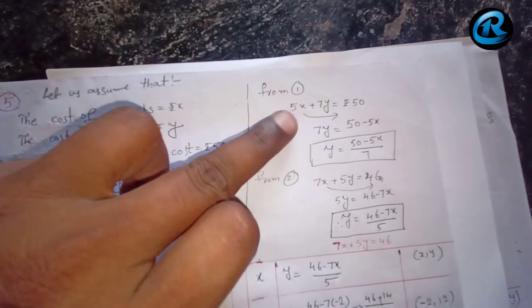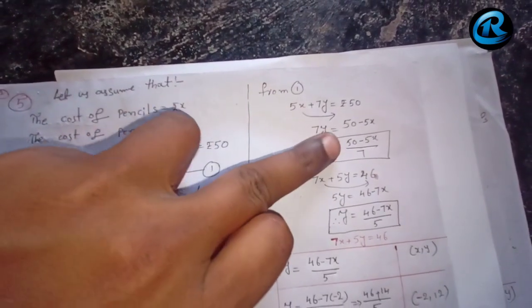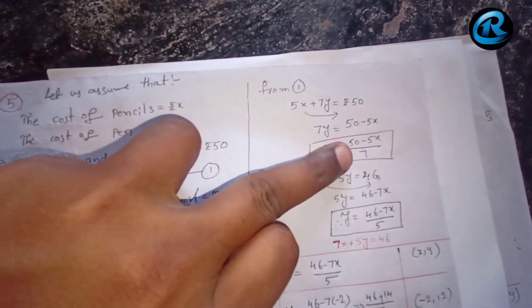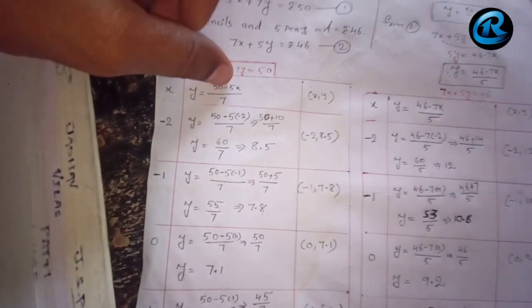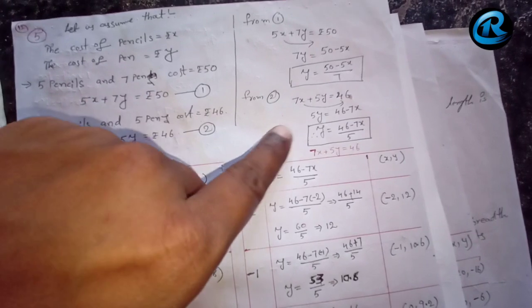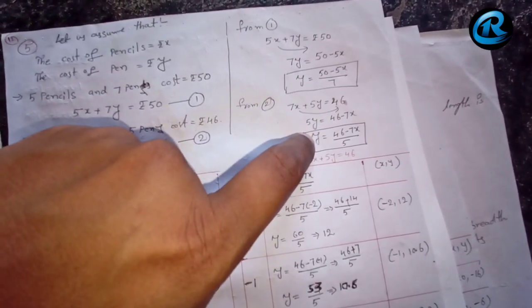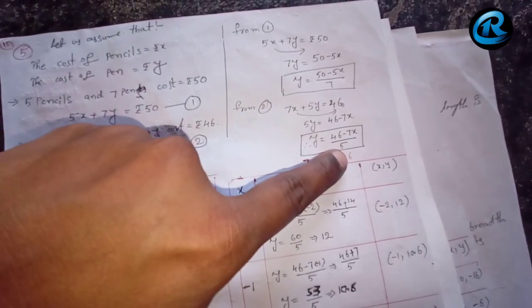From equation number 1 and 2, we get the y values. From equation number 1, this 5x you transfer, that becomes minus 5x, so 50 minus 5x, and the 7 you transfer, so y equal to 50 minus 5x by 7. From equation number 1 we got the y value. From equation number 2, this plus 7x you transfer to the other side to make y alone, like this. So ultimately you get y equal to 46 minus 7x by 5.